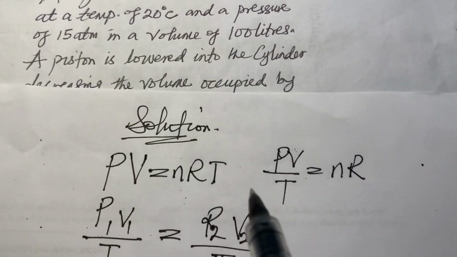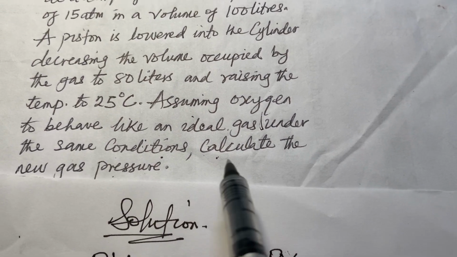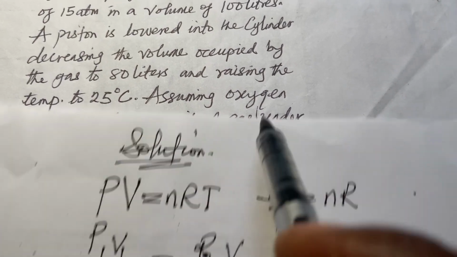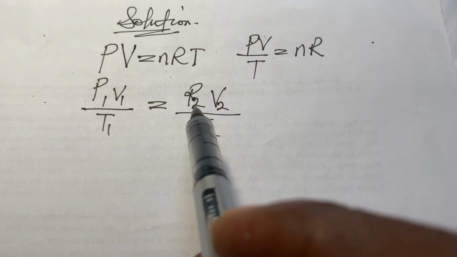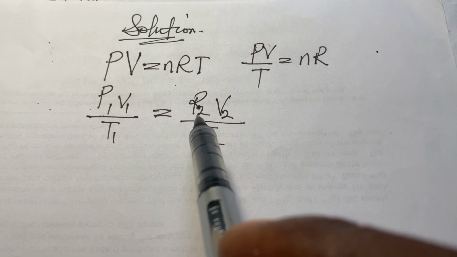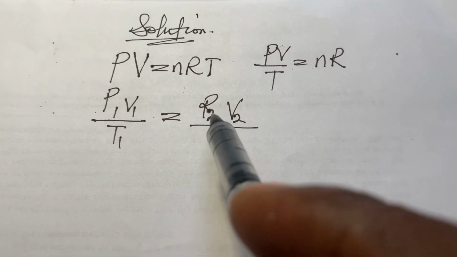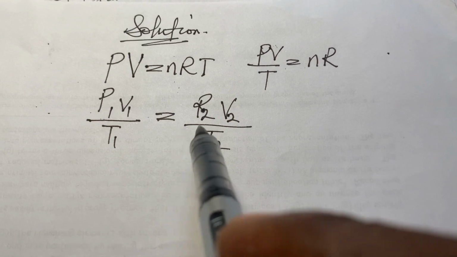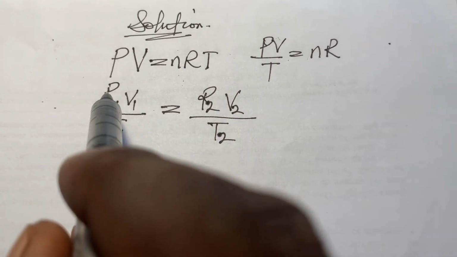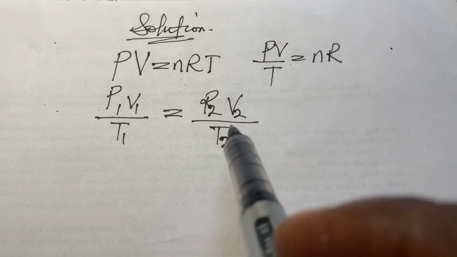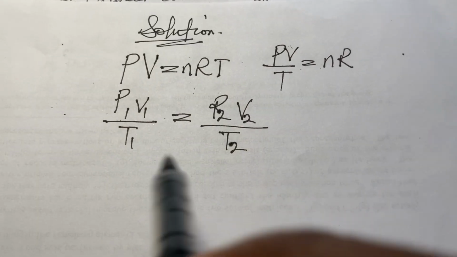If you read through the question, you will notice that what you are asked to calculate is the pressure. Calculate the new gas pressure. So you can easily make the pressure the subject of the formula, depending on how you want to go about this problem. You can substitute your values and then eventually make the pressure the subject. You can equally start from here to make the pressure the subject of the formula. To do that, you have to cross multiply this to this and this to this. Okay, let's keep things simple.